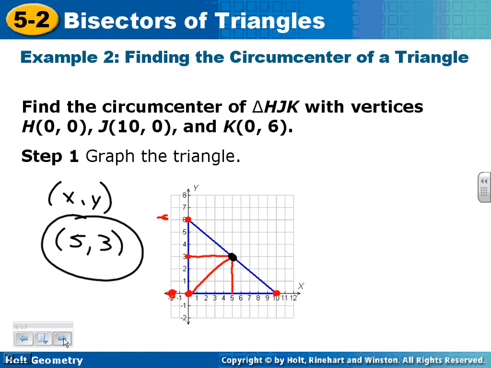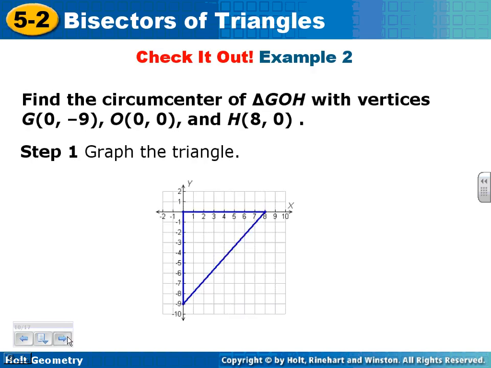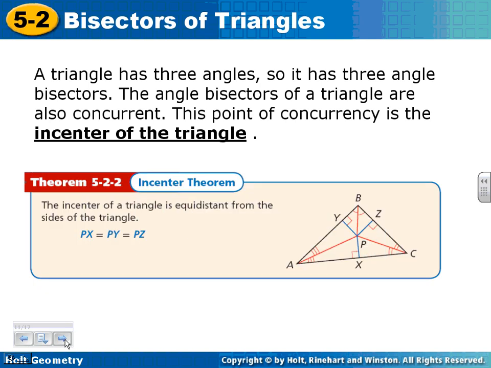All right, so that takes care of the first kind of bisector, perpendicular bisectors. I'm going to skip the next slide. And I want to talk now about the second kind of bisector. This reads, a triangle has 3 angles, so it has 3 angle bisectors. So number one is perpendicular bisectors. Now we're talking about angle bisectors.